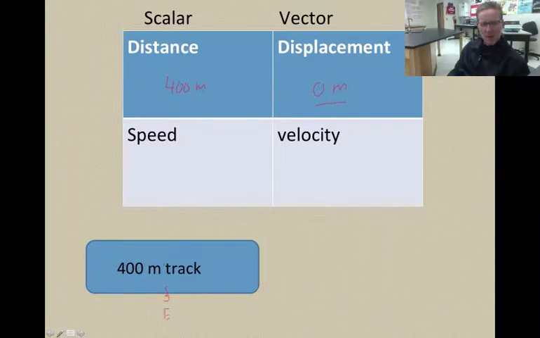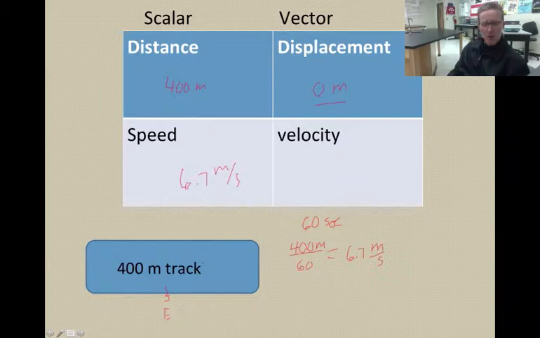So let's say we did this in 60 seconds. Actually, we'd be running fairly fast. And let's say we wanted to find the speed of that. So we would have the 400 meters, and this is all review from previous chapters. So 400 meters divided by 60 seconds is going to be 6.7 meters per second. And so I'll go ahead and write that in this box. So 6.7 meters per second.